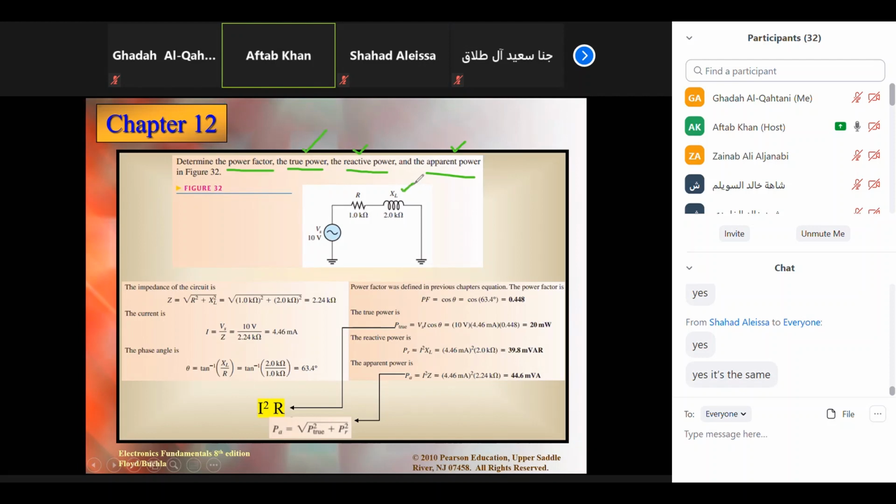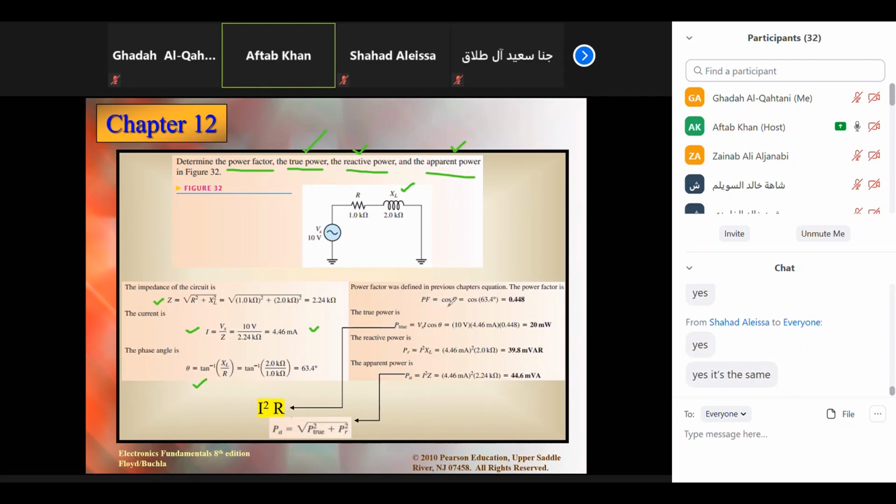XL is already given, so we don't need to calculate XL. Because it is a series circuit, I can calculate the impedance this way. Then I can calculate the current, Vs over Z. Then I can say theta is equal to XL over R. Why am I using XL over R? Because the circuit is series. That's why.